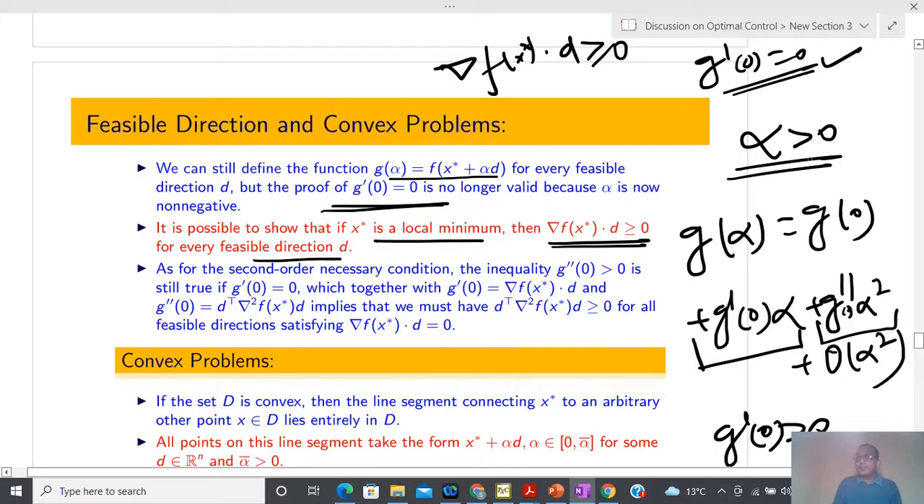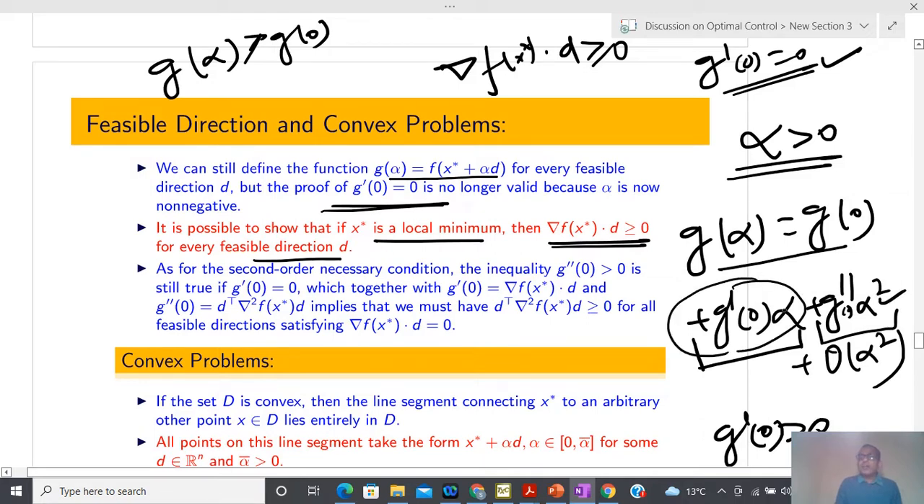Now alpha is greater than 0. So if alpha is greater than 0, then I am telling that G alpha, and in order to establish the relation between G alpha and G0, I have to prove this kind of thing: G alpha should always be greater than G0. It means that whatever quantity is added to G0, I have to make sure that it is positive. So G double dash alpha square is always positive. Now I have to assume that this should be positive. Alpha is already positive, so due to that reason G dash 0 should be greater than 0.